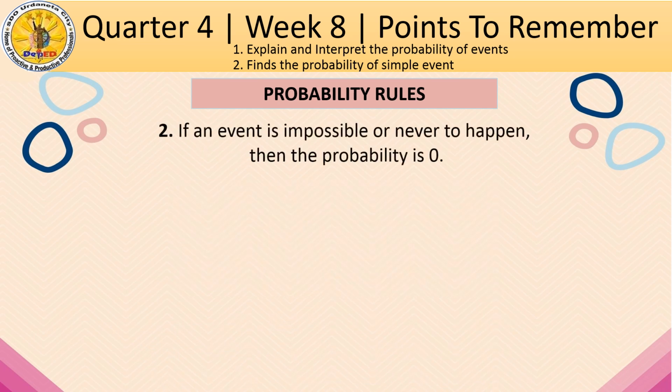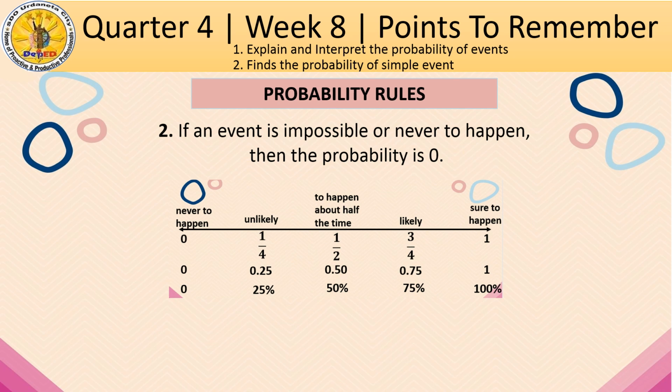Number 2, probability rules. If an event is impossible or never to happen, then the probability is 0. So here's again the probability line, and if it is impossible to happen or never to happen, its probability is 0. So kapag ang isang bagay ay imposibleng mangyari, ang kanyang probability ay 0.